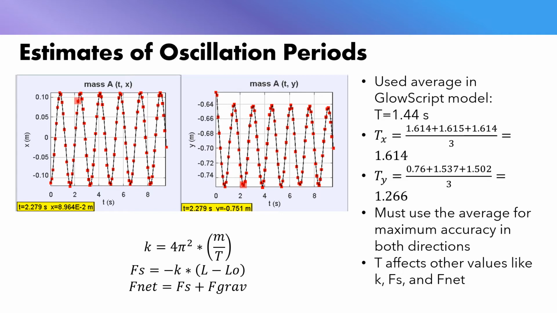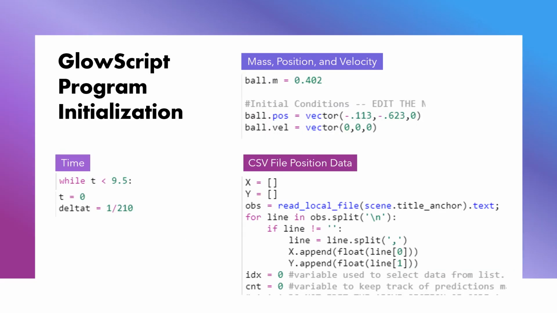It is important to use the average since the value of T affects values such as k, L naught, and the spring force and net force, as seen in the equations below. I initialized my GlowScript program to the weight's mass, position, and initial velocity, and the video's time range from Tracker. The initial time was 0, and the time step was 1/210, which was about half of the video frame rate in Tracker. To factor in the observed positional data into my model, I input the x and y positions from Tracker by importing a CSV file with the data points from Tracker.